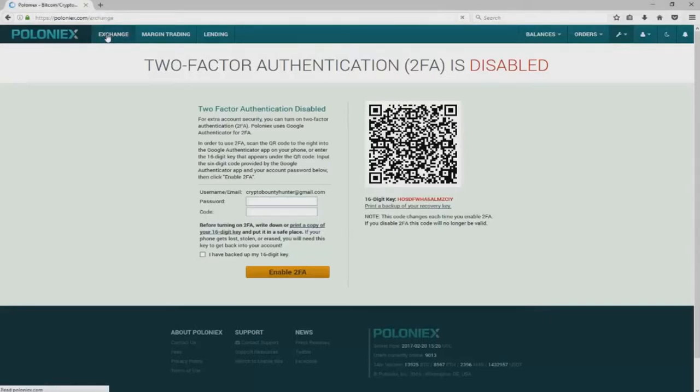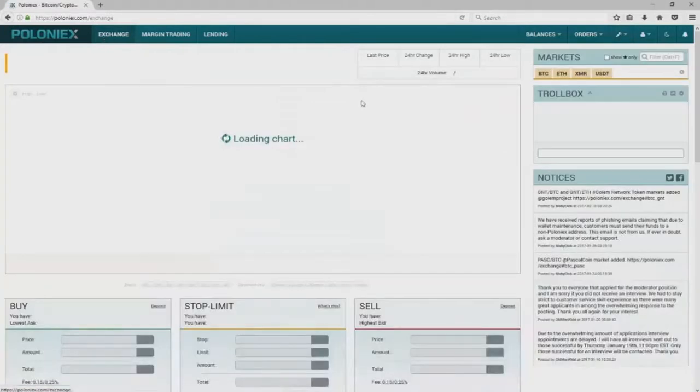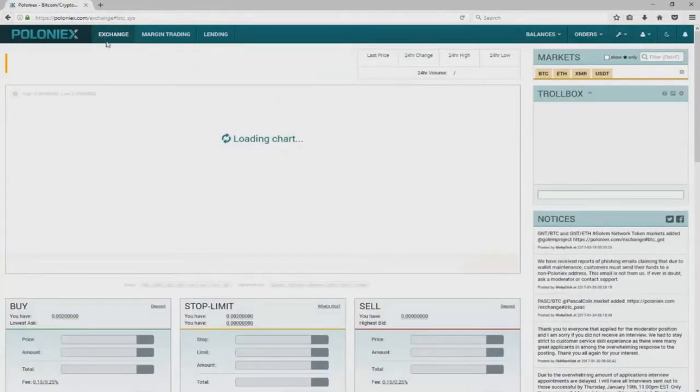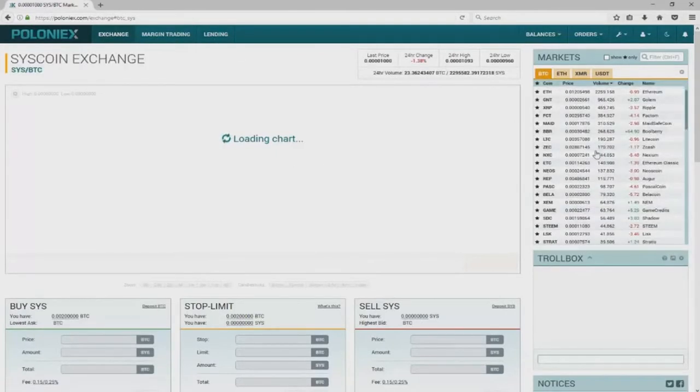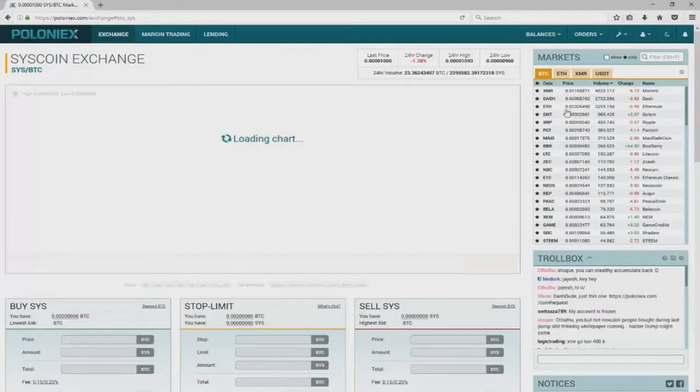So let's look at trading and some of the trading options. So you have various different tabs here. You have exchange, margin trading, and lending. So under exchange, these are all just spot markets. So as you can see here, you can see all the different types of markets here.